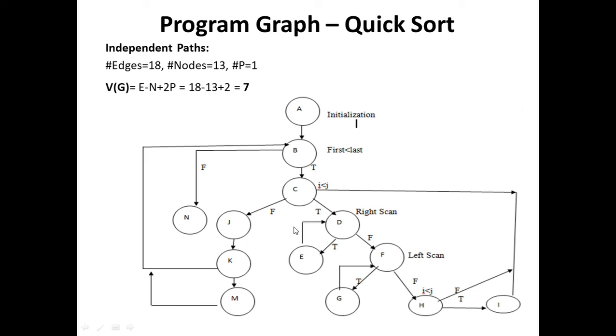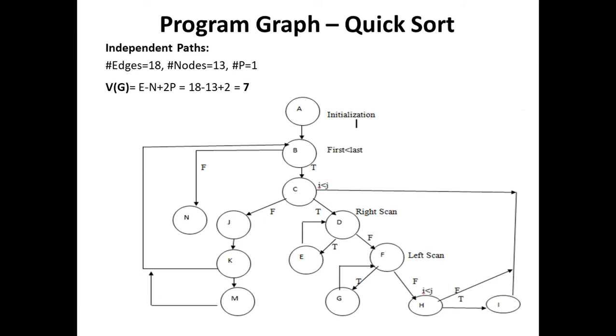And once the graph is done, we need to calculate the independent paths using the cyclomatic complexity formula. So here we are taking one extra node to make sure that our graph is strongly connected, because if you want to apply the cyclomatic complexity formula, the graph must be strongly connected. So we can see in this graph itself, node n and j, it is not connected.